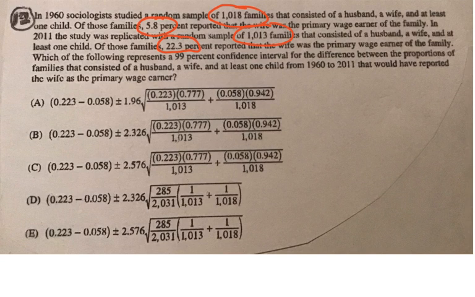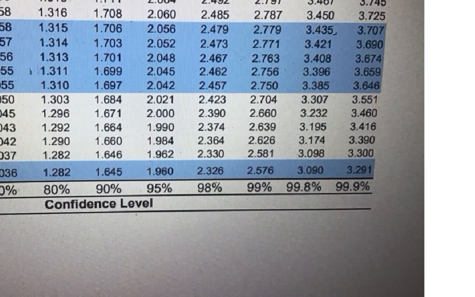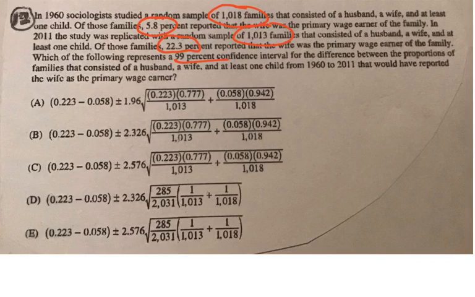In 2011, they did the study again. They did 1,013 randomly selected families, same situation, man, wife, and child. 22.3% had the wife being the main breadwinner. And we want to make a 99% confidence interval. So, because these are proportions, guys, you should know it's an automatic Z. And we're going to come down here, and we know that 99% is 2.576. That's the Z star number.